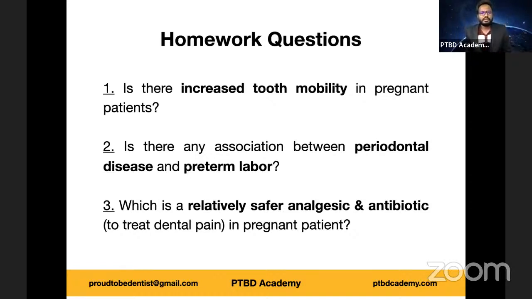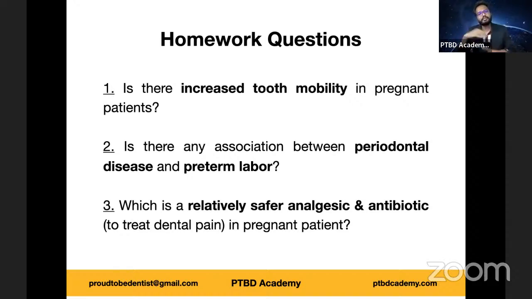And third question, in fact, I think one of you has posted a comment. I've just gone through it like a flash, but I think I got the gist. So what or which is a relatively safer analgesic and antibiotic in pregnant patients? You ask me a question, I'm asking you the same question. So which is a relatively safer analgesic and antibiotic to treat dental pain in pregnant patients? It's more generalized, but what about mild pain, moderate pain, or severe pain? Now I'm giving you the category. So which medication do you think is relatively safer?